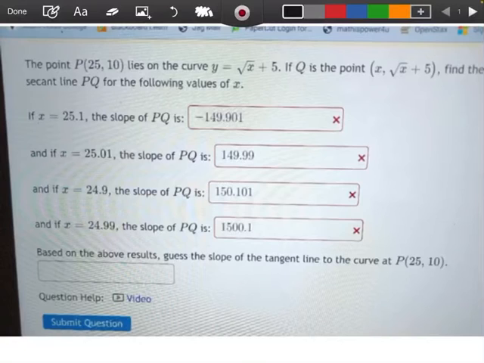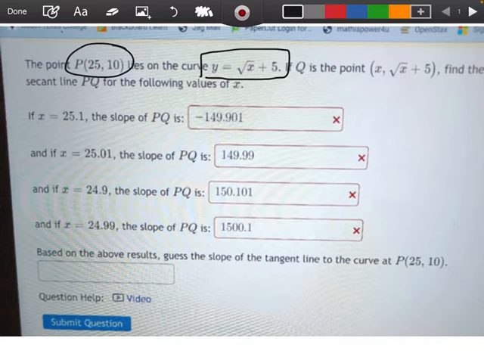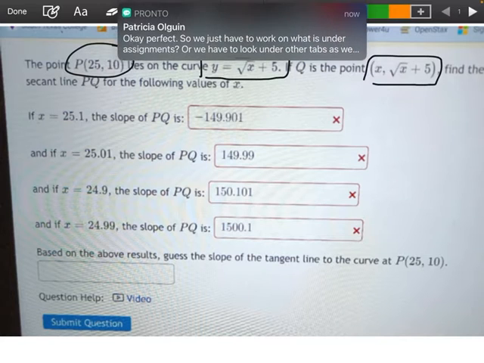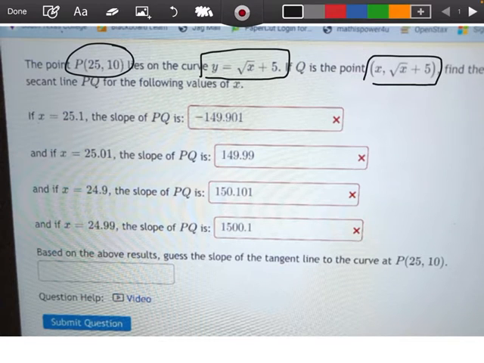This is a problem out of the homework from 2.1, and it says the point (25, 10) lies on the curve y equals the square root of x plus 5. And it says if Q is the point (x, square root of x plus 5), find the slope of the secant line PQ for the following values of x. Okay, so we're going to do a couple of things here.